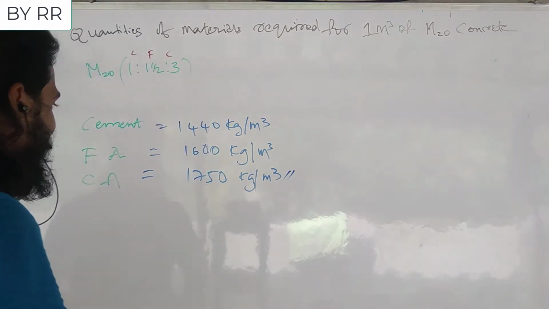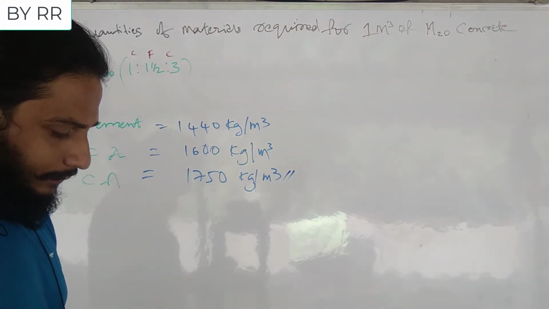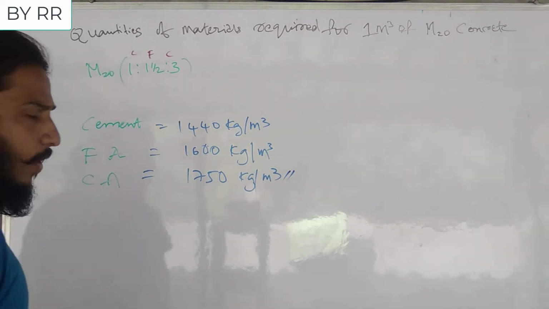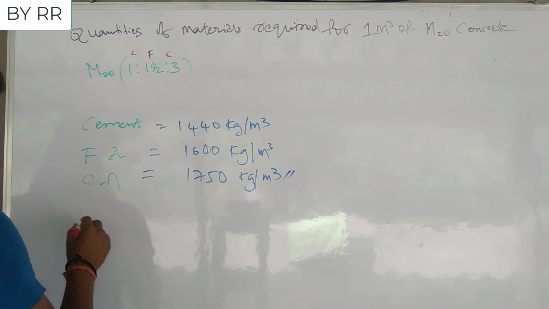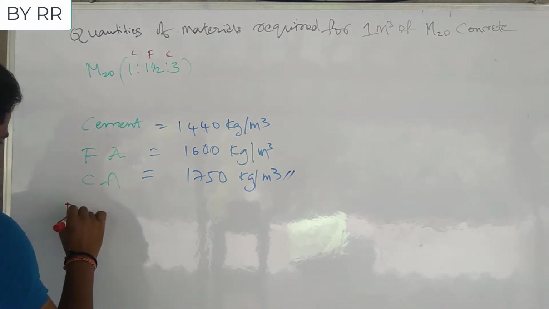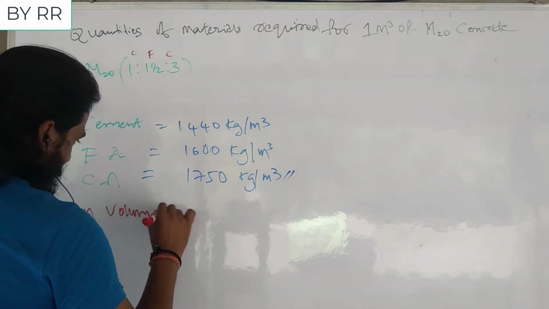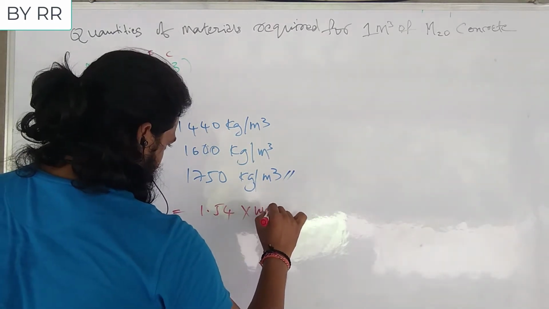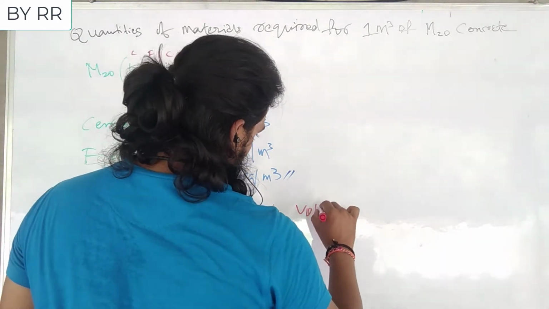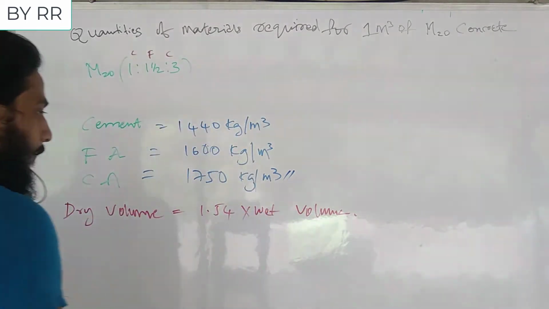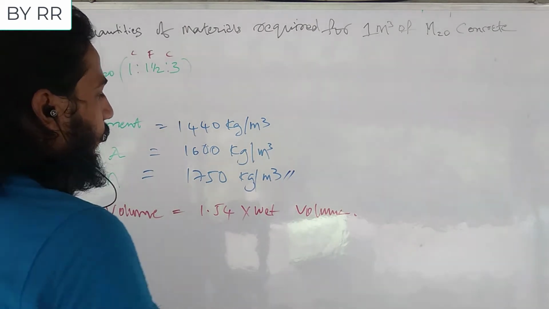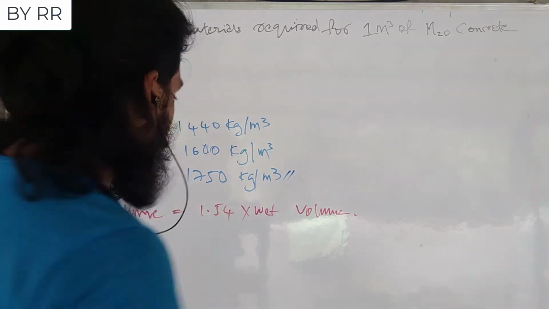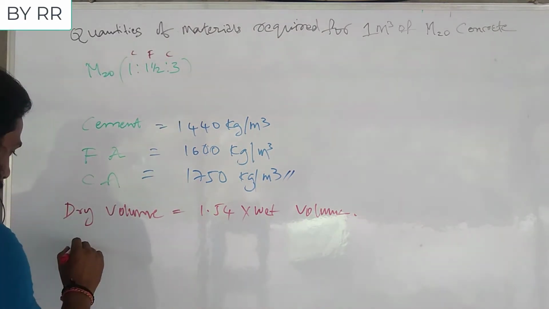To convert the wet volume to dry volume, there is a formula for that. Dry volume equals 1.54 into wet volume. So we need to multiply the wet volume by 1.54. Here is the formula for cement.